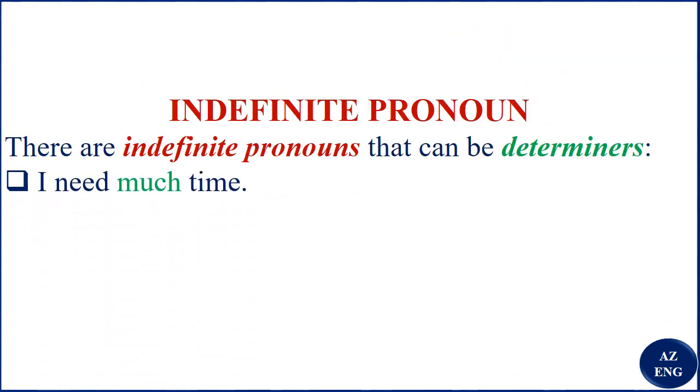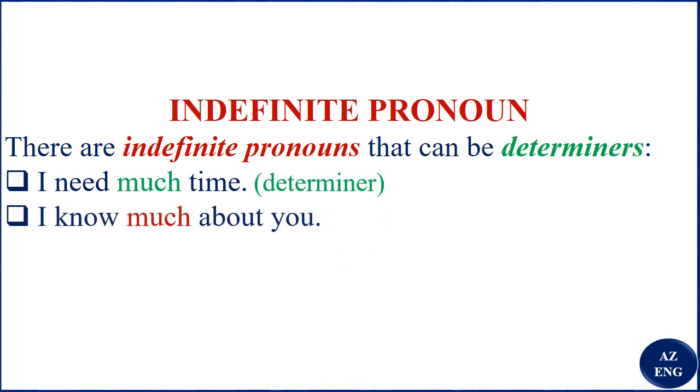You look at here, I need much time. After much, what we've got is time, noun. So you should be able to know that it is what? A determiner. Here, I know much about you. After much, what you've got is about. So here we say it is a pronoun.